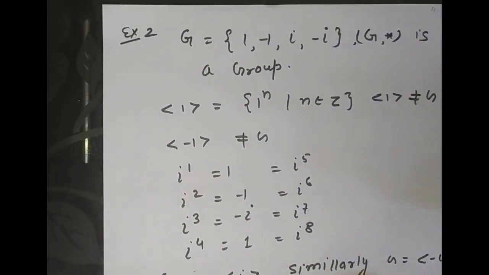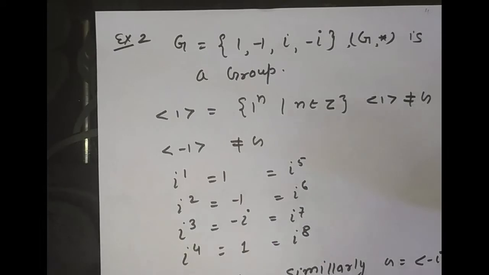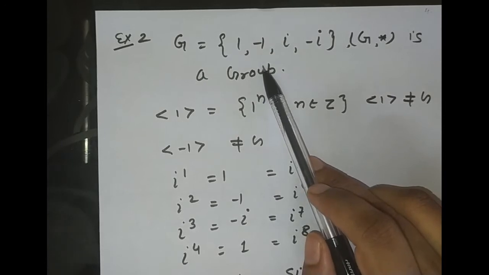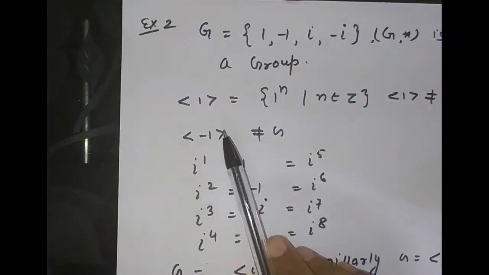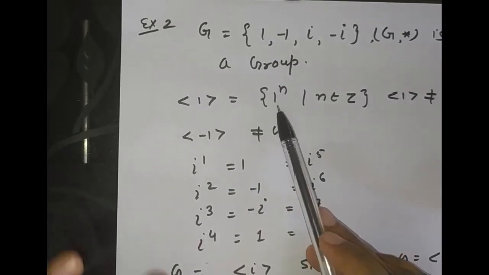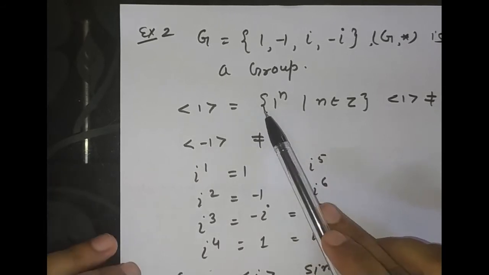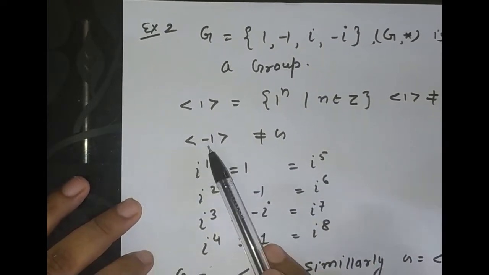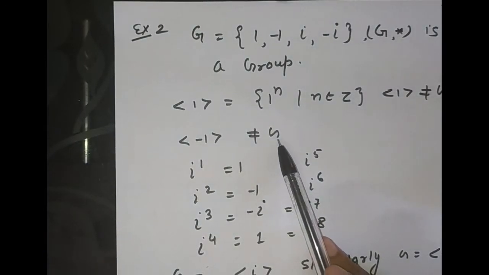Now our next example is for a finite cyclic group. If our G has the elements 1, minus 1, iota and minus iota, and we know that this G is a group for multiplication. Now, is 1 a generator of this group or not? 1 to the power n gives the value only 1. So this 1 is not a generator of this group. Similarly, minus 1 is also not a generator of this group.